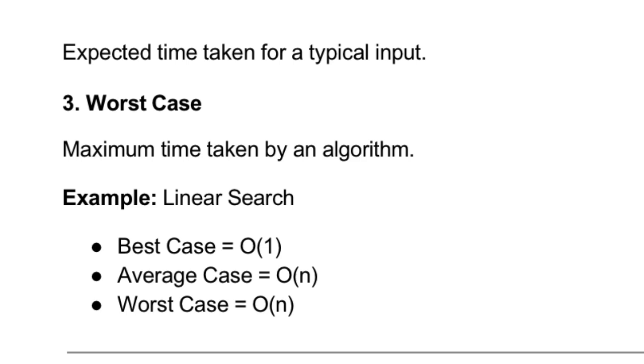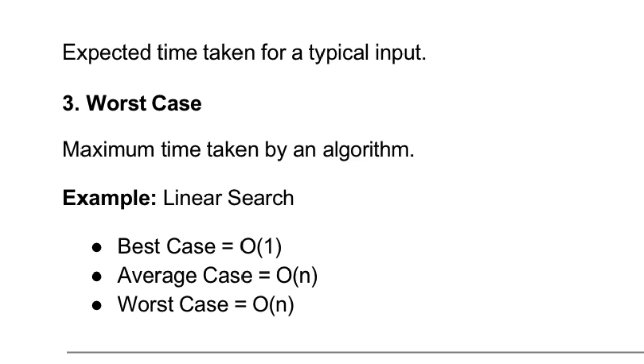What do you mean by worst case? The maximum time taken. For example, if the element is the last one, we check every element. So it takes the maximum time. Then the complexity is order of n. These are the three types of time complexities: best case, average case, worst case.